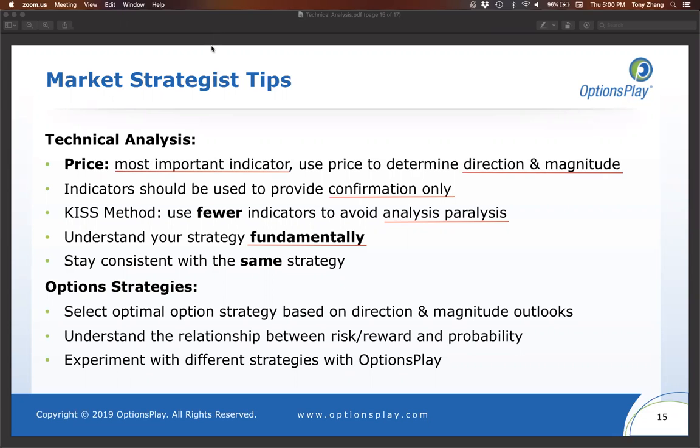So whenever you're trading options, remember, you want to make sure that you select the optimal option strategy based on whether you have a directional view and whether you have a magnitude outlook on that underlying stock or ETF. It's really important to understand the relationship between risk to reward and probability of your option strategy, because different option strategies have different probabilities. Some have very high probabilities with very poor risk to reward. Other ones have low probabilities, but very high risk to reward. So it's important to match up the probabilities to the type of technical analysis that you're doing. And lastly, you can experiment with all of these different strategies using OptionsPlay.